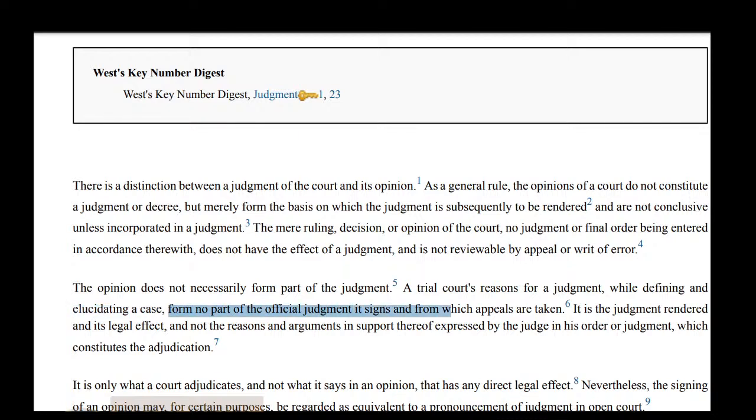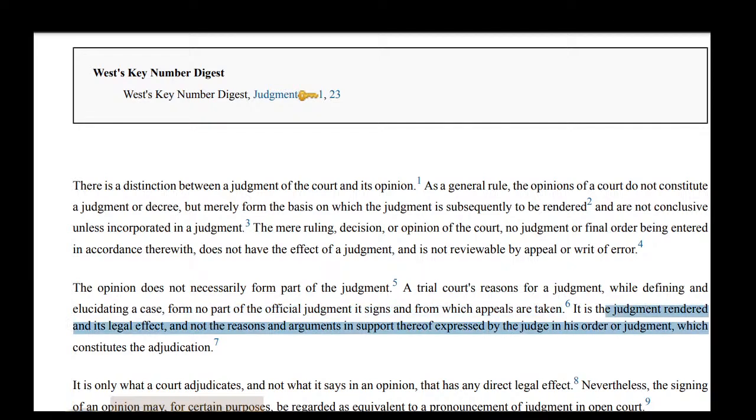It signs and from which appeals are taken. So reasons, while defining and elucidating a case, form no part of the official judgment. So think about that in terms of appeals, right? The reasons for the judgment, right? And it's really about elucidating a case. So the reasons for the judgment form no part of an official judgment. It signs and from which appeals are taken.